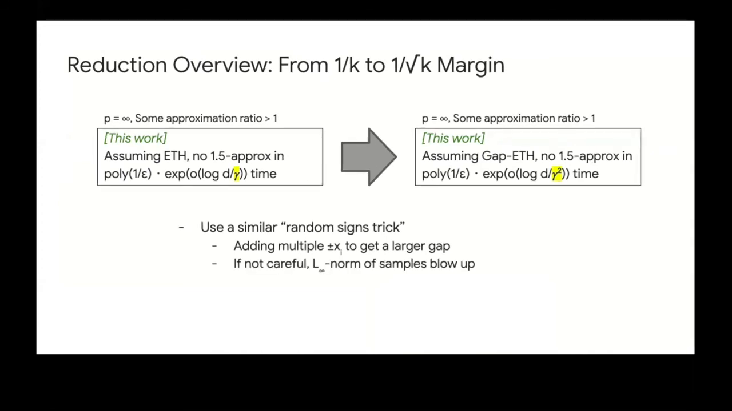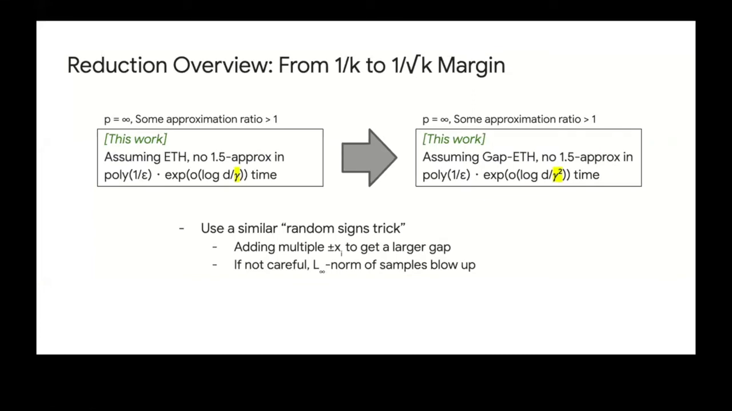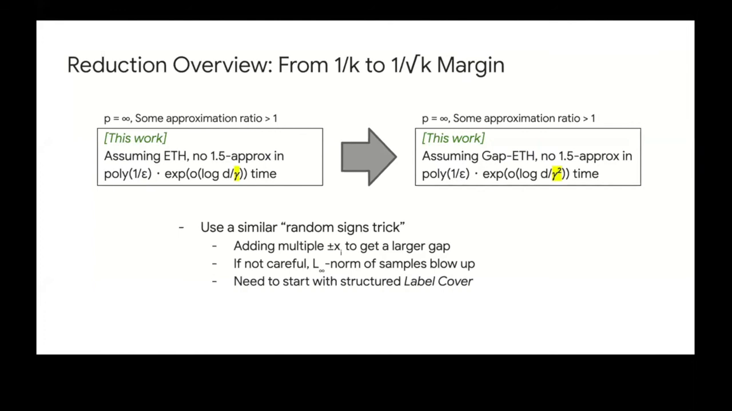But we have to do this in a careful manner, because if we don't do this carefully, then the L infinity norm will blow up and we have to rescale. And once we rescale, our norm will go back to being small again, which is not good. And because of that, we have to start with some more structural problems. Specifically, we start from a variant of label cover. And for such label cover, the only hardness that we know of is from gap ETH. And that's why in our paper, we have to assume gap ETH instead of just ETH.